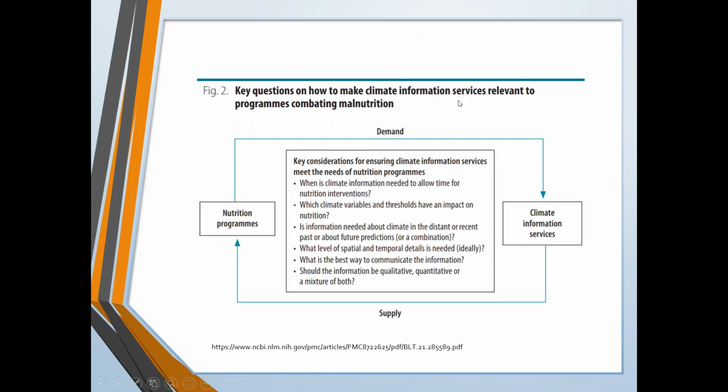The key questions: how to make climate information services relevant to nutrition programs on demand and supply chain, in collaboration with climate information services. The key considerations are: when is climate information needed, which climate variables and thresholds have an impact on nutrition, is information needed about climate in the distant or the recent past, what level of spatial and temporal detail is needed, and should the information be qualitative, quantitative, or both.